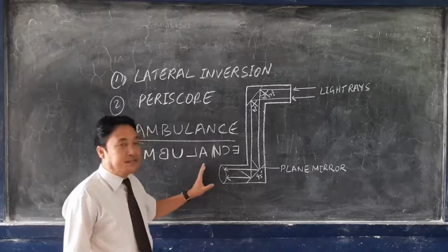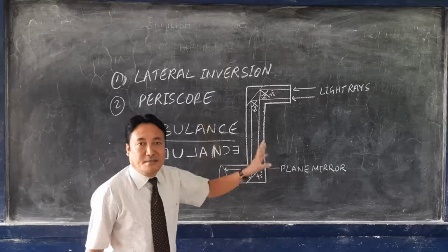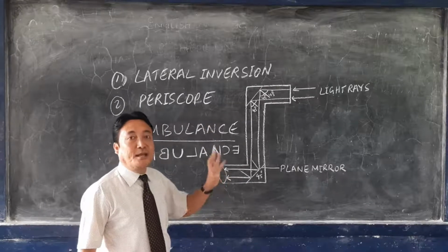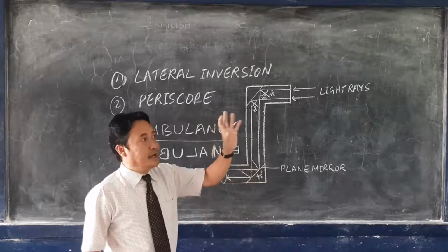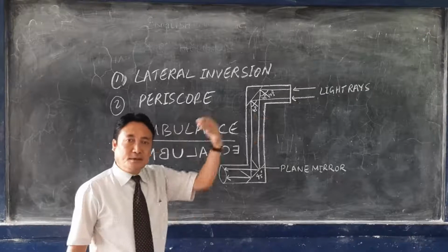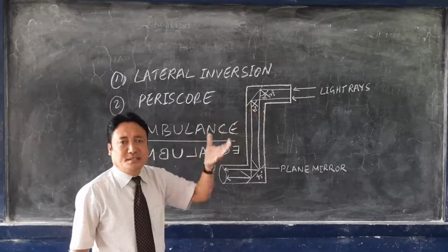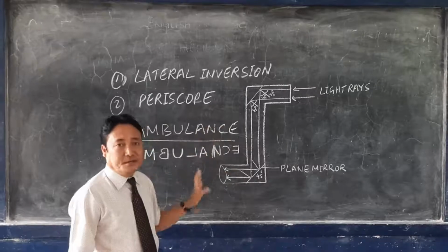So the observer will see the image of the obstacles or the image of the enemies, so they can locate where the enemies are, at what distance, and how their movements are taking place. All these things they can see with the help of the periscope.